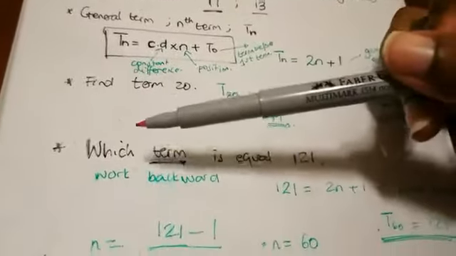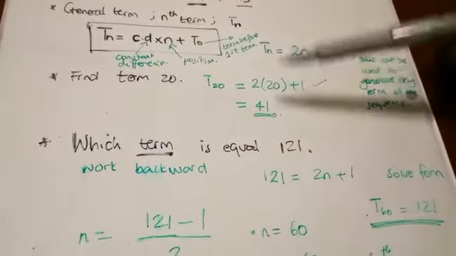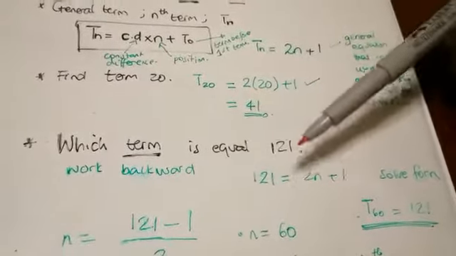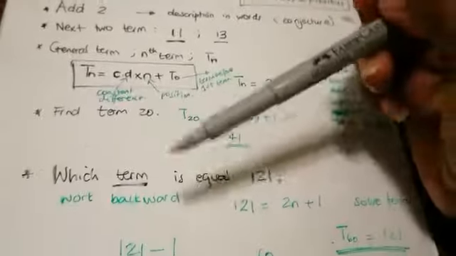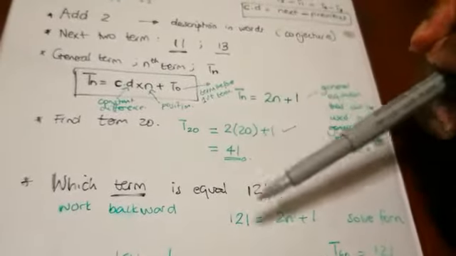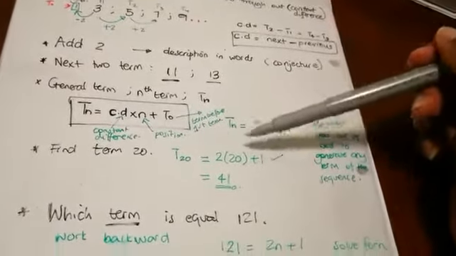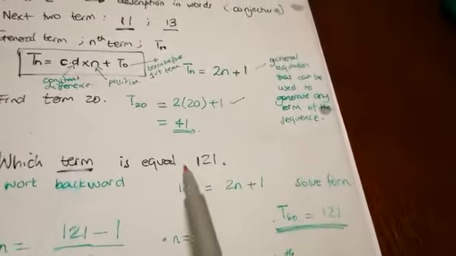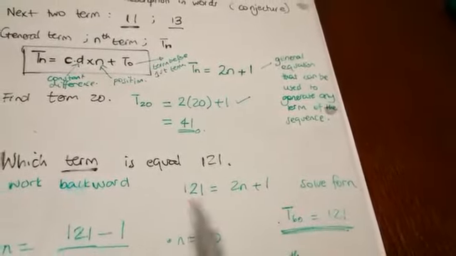Right? Sometimes you can be asked to find the position of a given term. So the question would be, which term is equal to 121? 121 is a number that will appear somewhere on this list, so we want to find out what position is occupied by this number 121. That means we have to work backwards with the formula that we have. In the place of Tn, you write your 121, and then we are looking for n. So you are going to work backwards to solve for n.